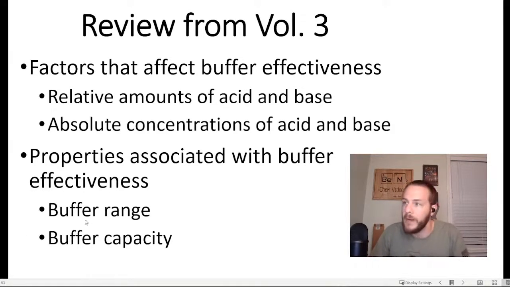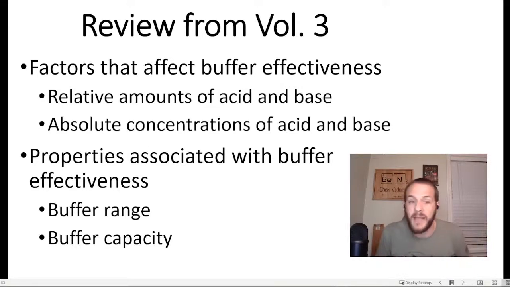And we also talked about a couple of properties associated with buffer effectiveness. One of them is called buffer range. The other one is called buffer capacity. So buffer range is simply the range in pH over which that buffer can be considered effective. Usually that's the pKa of the acid plus or minus 1. We talked about this in more detail with some examples in the last live stream in Volume 3.